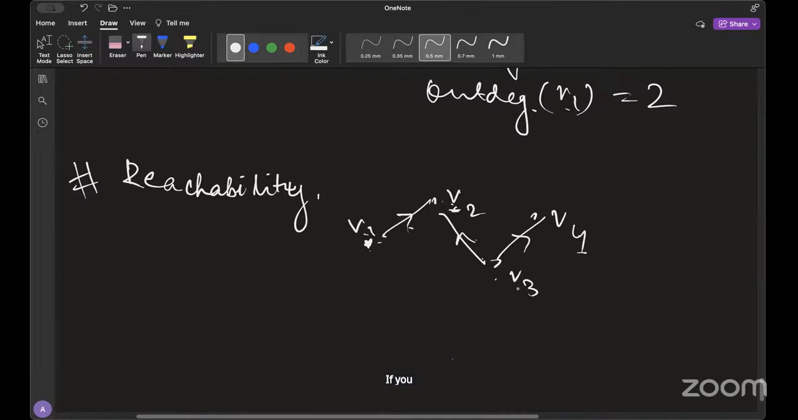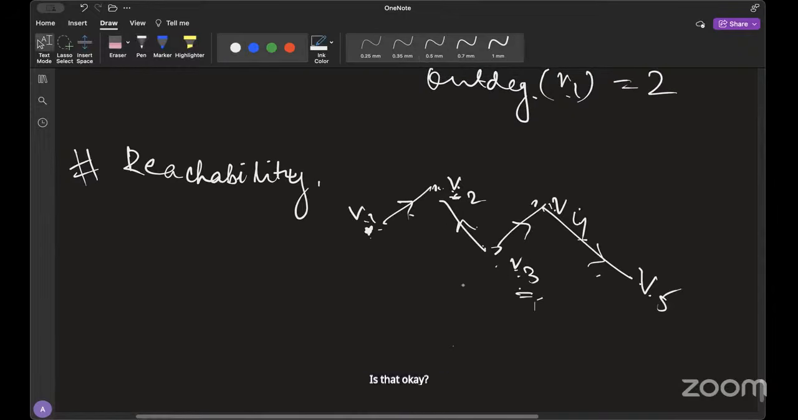If you are at V3, what are the reachable vertices? V2 is reachable, V4 is reachable. If you had this here, then V5 is also reachable from V3, right? You can go from V3 to V4, V4 to V5. That's why V4, V5, V2, these all are reachable from V3. Is that okay? That's called reachability. No, ma'am, please explain it again.